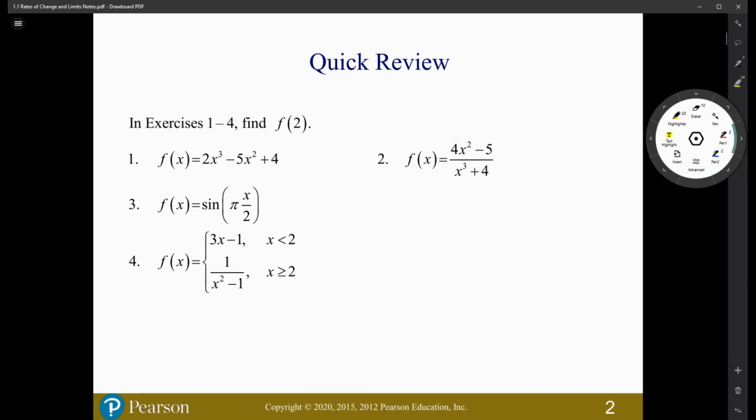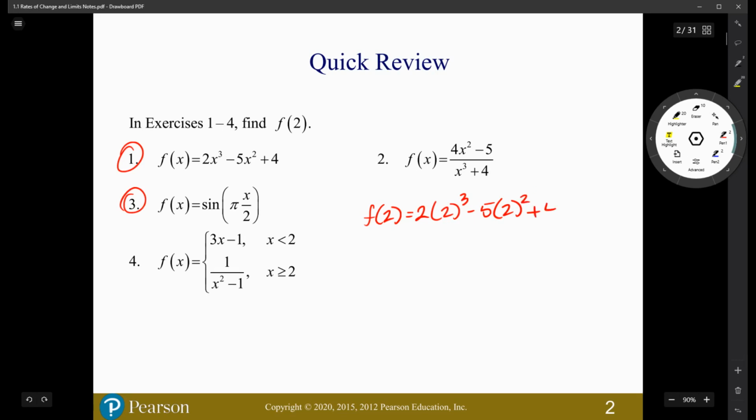We're not going to do all four of these, but let's maybe take number 1 and number 3. So we're going to find f of 2, just a little bit of practice using function notation. So number 1, if we were going to do f of 2, we'd be looking at 2 times 2 cubed minus 5 times 2 squared plus 4. So that's 2 times 8 minus 5 times 4 plus 4. That is 16 minus 20 plus 4. That's negative 4 plus 4, and that's 0. That's going to be our answer to number 1.